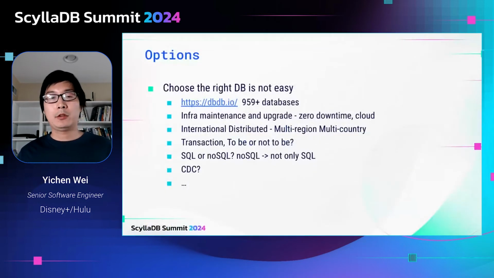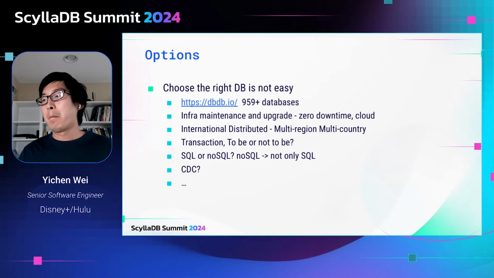Yeah, next I will talk about the investigation we did for the databases. Choosing the right database is not easy. If you take a look at dbdb.io, there are almost 1,000 databases in the world. And there are many factors we need to consider about the databases.